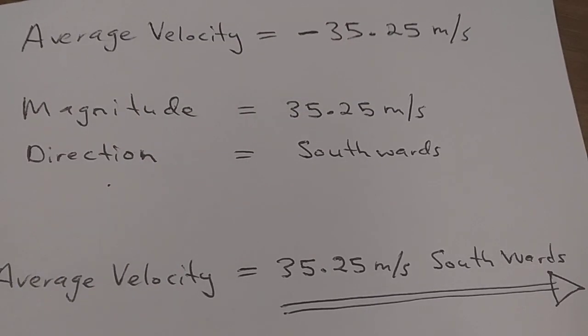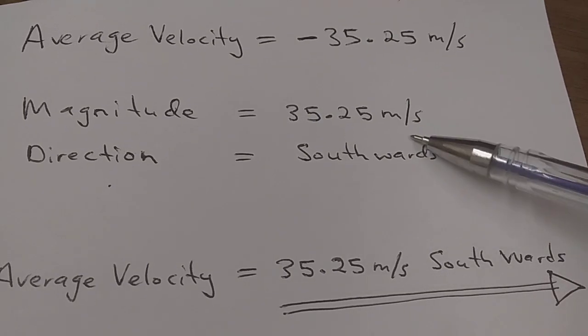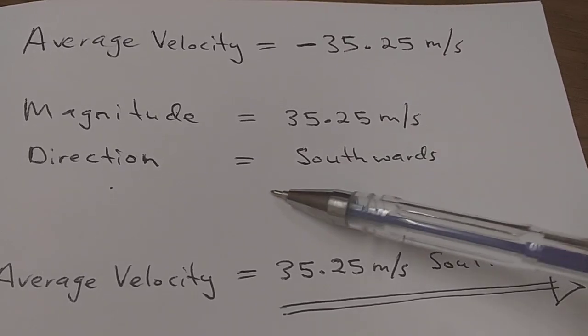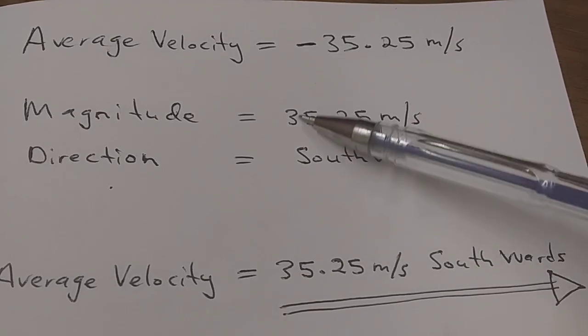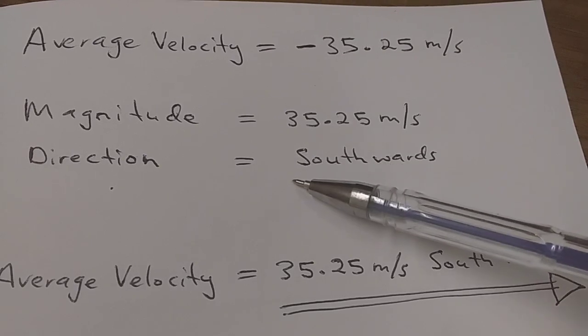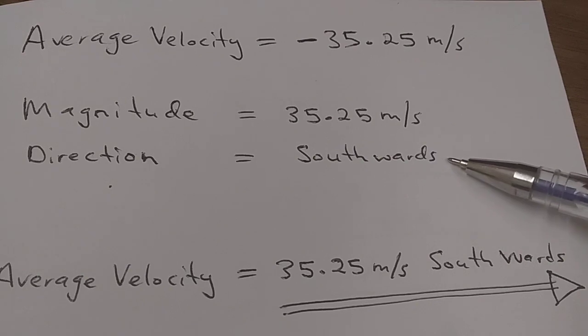Okay, so the magnitude will be 35.25 meters per second. Magnitude is always positive, it is the absolute value. The absolute value of any number is always positive. So magnitude is always positive, but the direction is what is indicated. If it's positive, then you know it's going upwards. If it's negative, then it's going southwards. So the direction in our case is southwards.